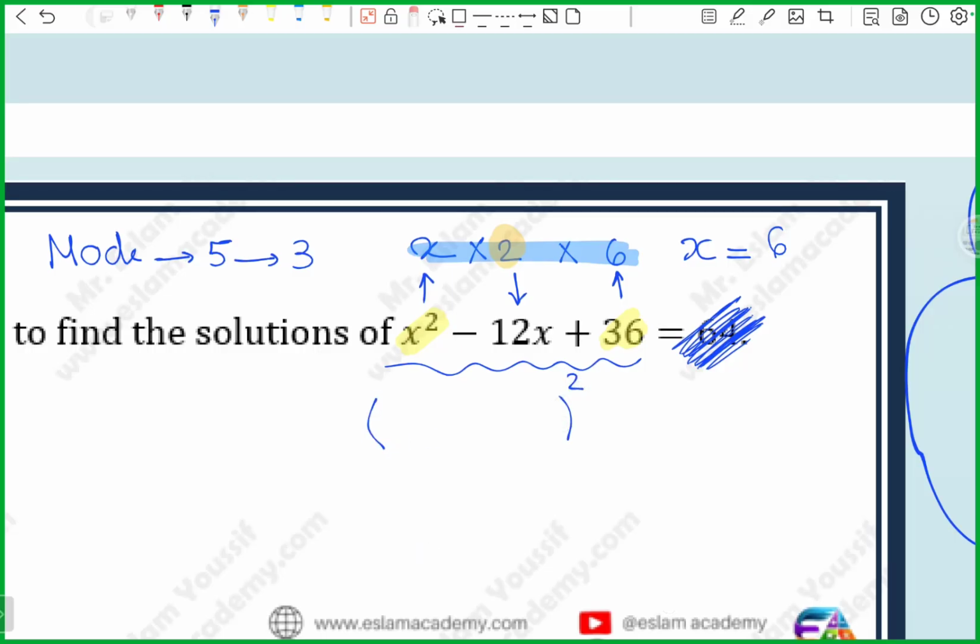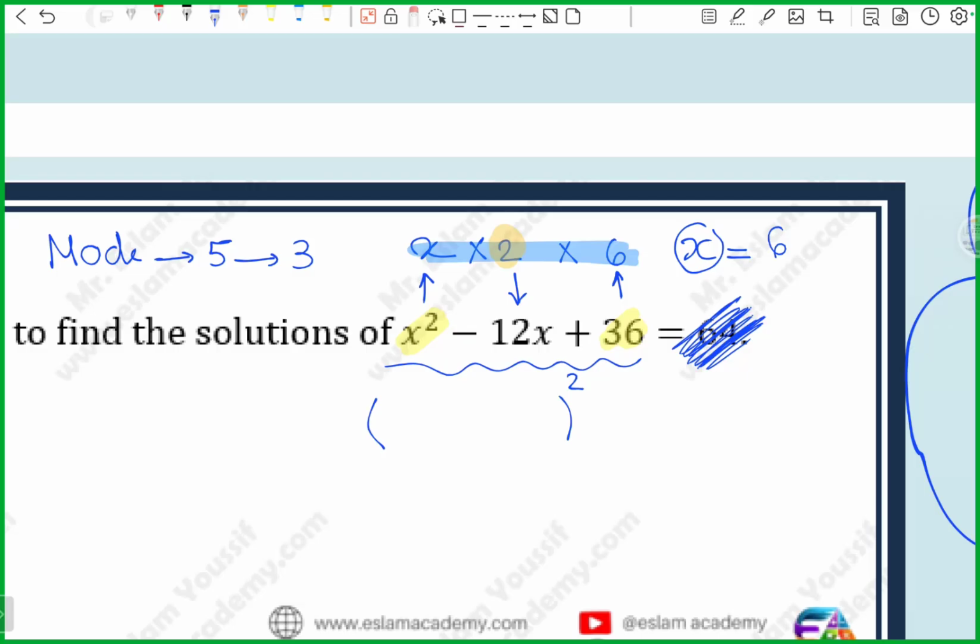So it means once there is only one X, this expression is a perfect square. You understand it? Without multiplying, without doing anything. If you use mode 5, 3 and the answer is only X, not X1 and X2, only X, and the answer is X equals a number, so this expression is a perfect square.